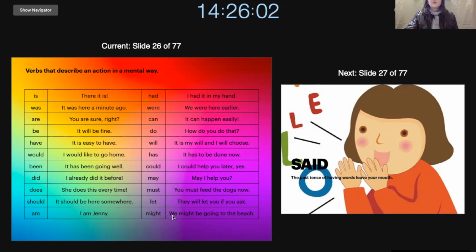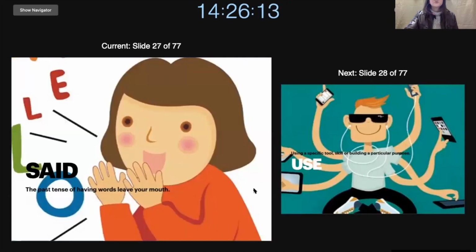Might, we might be going to the beach. So this also shows it's possible, it might happen, but it might also not happen. So the first verb is said, the past tense of having words leave your mouth. So at the moment I'm speaking, so I said at the moment I am speaking, right? Because I said it before, past tense.